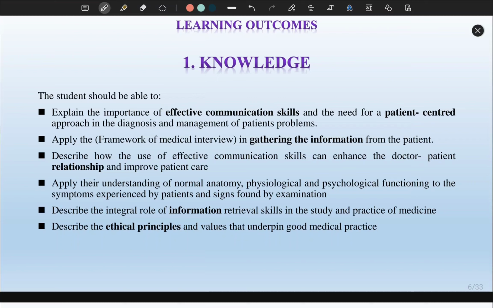Why? Because there is a lot of evidence that many problems between patient and physician arise from bad communication skills. And there is evidence that good and effective communication between the patient and the doctor has a better result in diagnosis of the conditions and in treatment of the conditions.